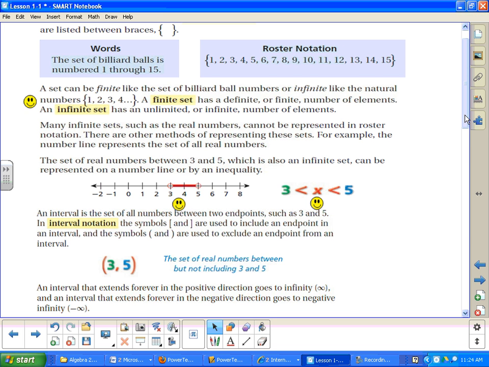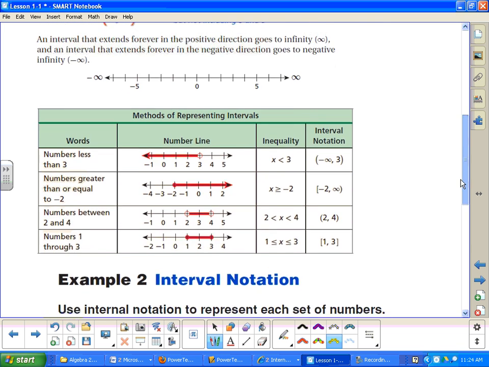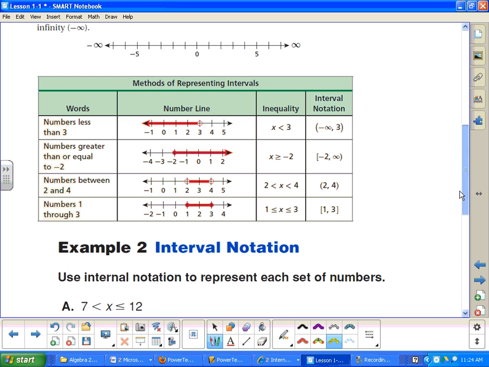So if we had, oh, here I've got them down here. So an interval that extends forever in a positive direction goes to positive infinity. In a negative direction it goes to negative infinity. So here are some representations, how everything is done.